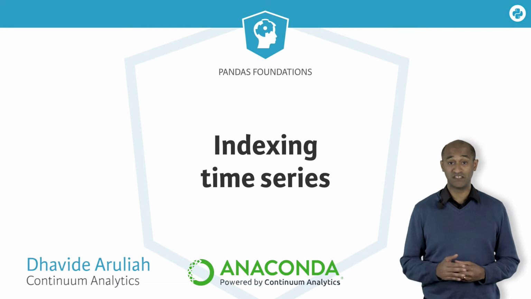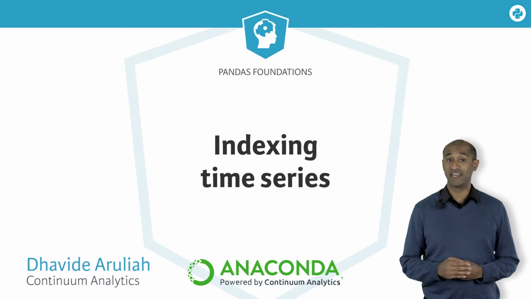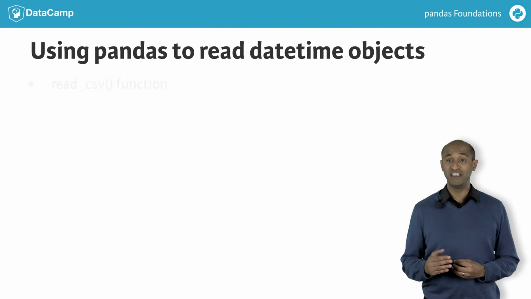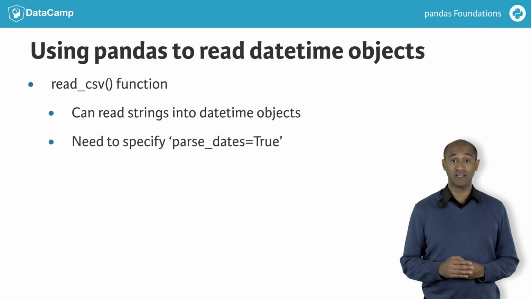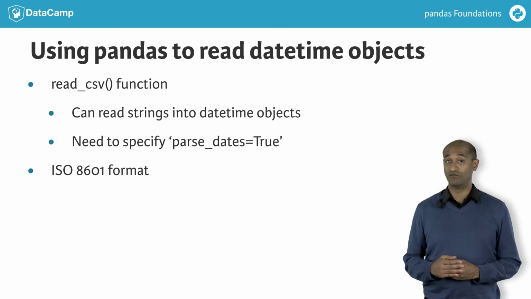We've seen pandas data frames with numbers and strings. Let's move on to datetimes. Pandas stores date and time information in datetime objects. The pandas read_csv function can read strings into datetime objects. The parse_dates=True option helps transform dates and times in ISO 8601 format from specified columns into datetime objects. The ISO 8601 format reads like this.